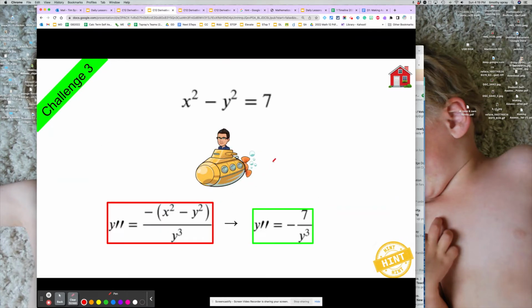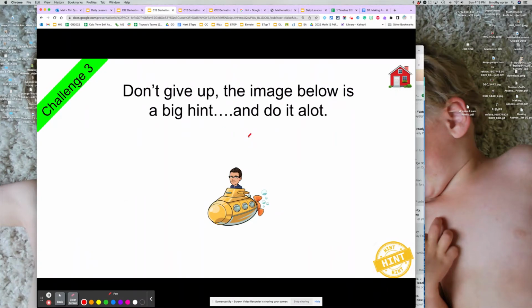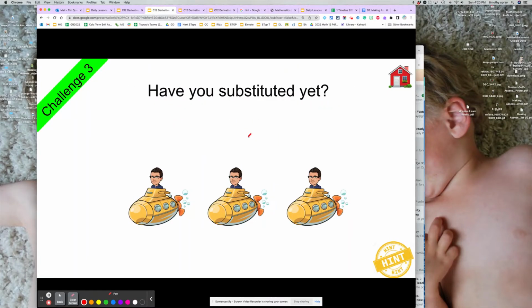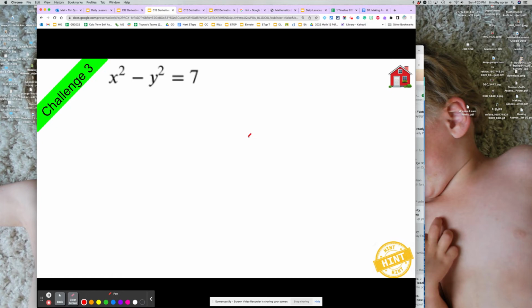All right, so here we go. X squared minus y squared equals 7, and there's a little sub in there. That's one heck of a cute Bitmoji, and it looks a lot like me. So let's move on. Don't give up. The image below is a big hint. What could we possibly mean by that little submarine? I really get the sense that we're supposed to substitute something. So let's take a peek here.